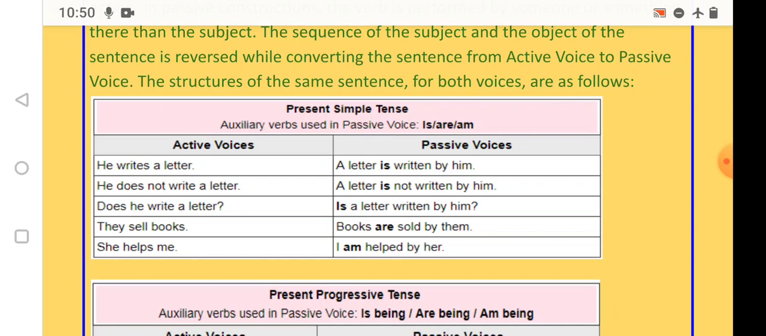But he writes a letter. It changes as: a letter is written by him. He does not write a letter. A letter is not written by him. Does he write a letter? Is the letter written by him? They sell books. Books are sold by them. She helps me. I am helped by her.